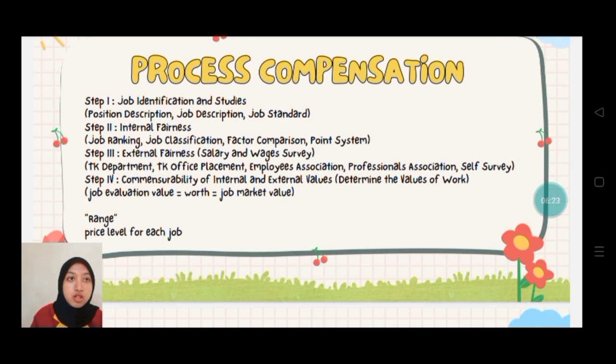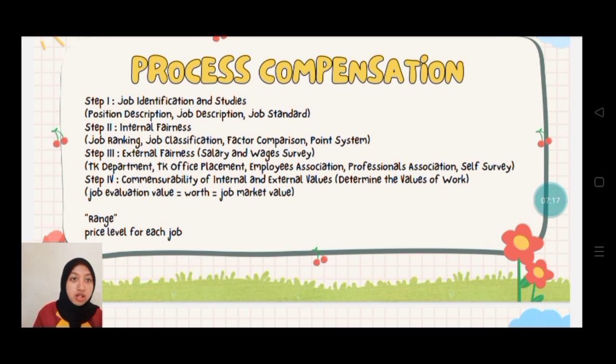Then the point, process of compensation. Step 1. Job identification and studies: position description, job descriptions, job standard. Step 2. Internal fairness: job ranking, job classification, factor comparison, point system. Step 3. External fairness: salary and wage survey, Department of Labor, office placement, employee association, professional associations, self-survey.